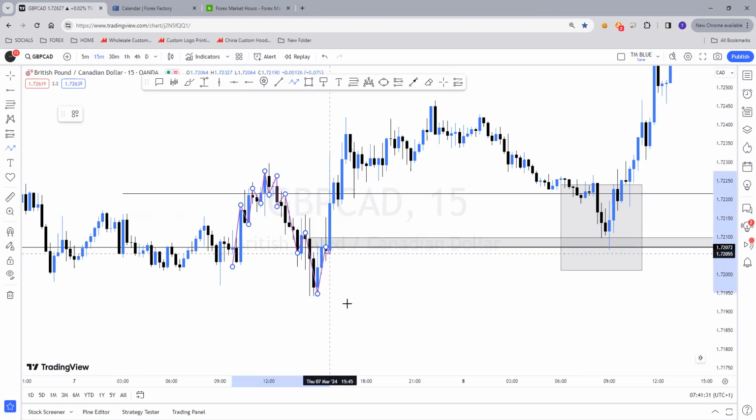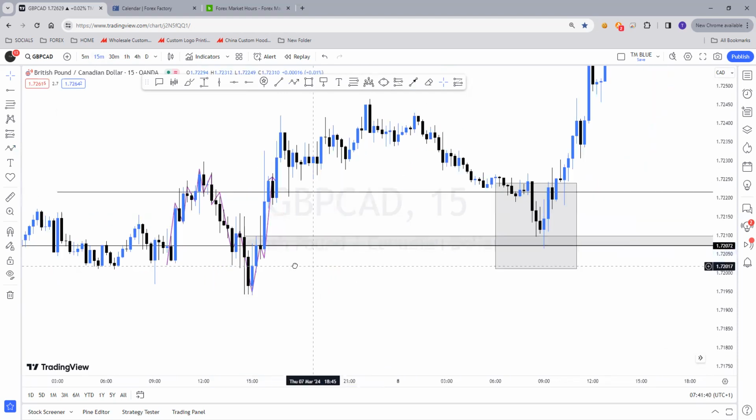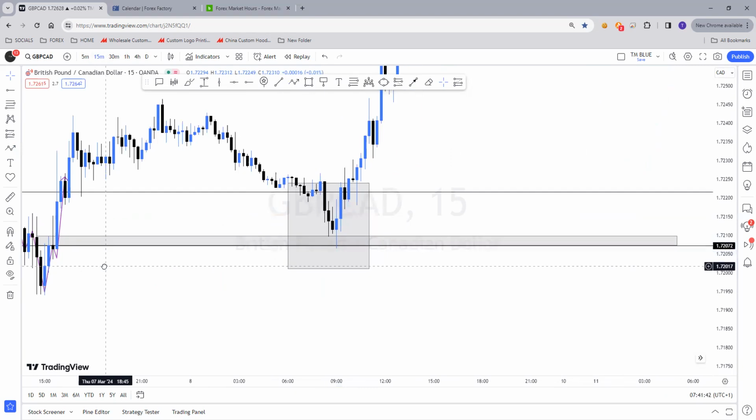Price refused to continue pushing down. Instead, it came and broke that high. Now, we never came back for a retest. When did we finally retest? Over there. So that is what your bottom wick is.